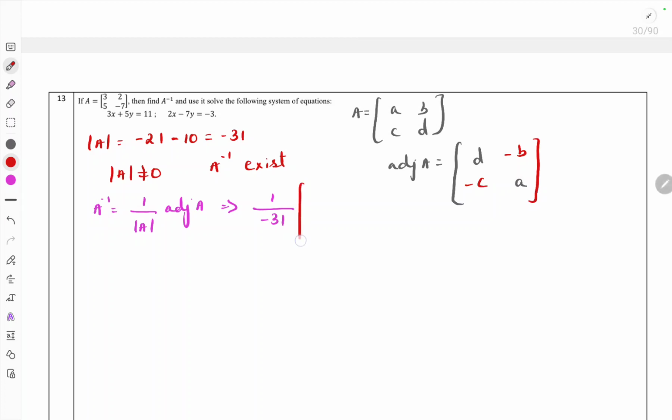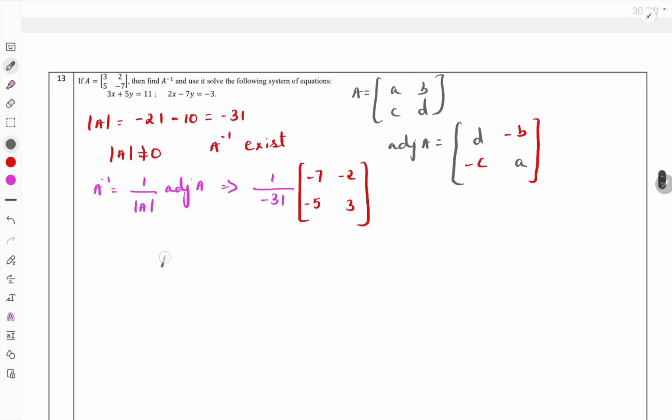So here we just have to shift the diagonal, which means minus 7 will come here and 3 will come here. And for non-diagonal elements we just change the sign. So here it will be minus 2 and this will be minus 5, and this is nothing but A inverse. So we got A inverse equal to minus 1 by 31, minus 7, minus 2, minus 5, 3. If we want we can multiply this minus sign inside, so minus will become plus and plus will become minus. So it will be like this. This is the A inverse we got.